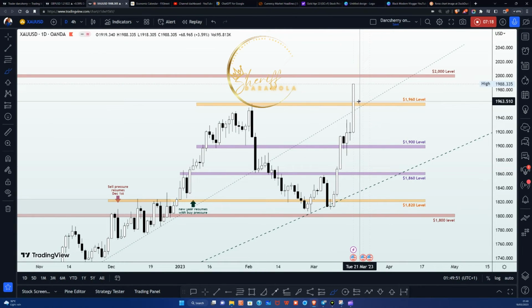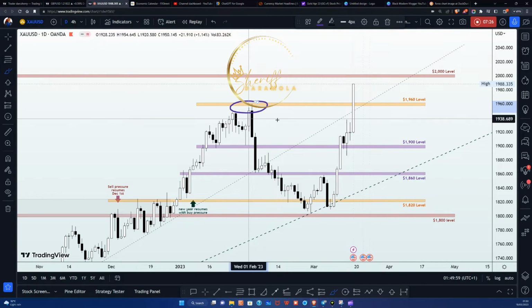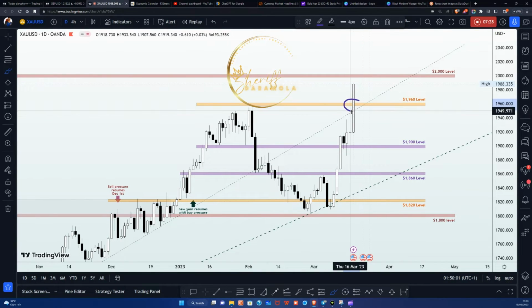Now, this led to the breakout of the 1960, which happens to have broken the previous highest point price action has been at this year. As you can see here, we had an engulfing bullish candle springing out of that structure to further emphasize the strength of the buyers in this market.